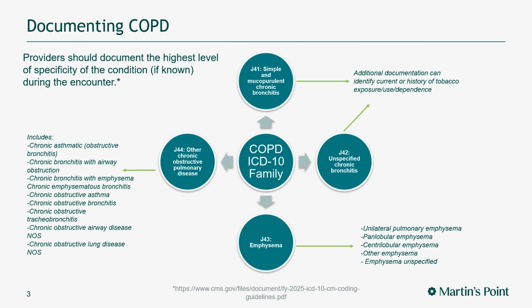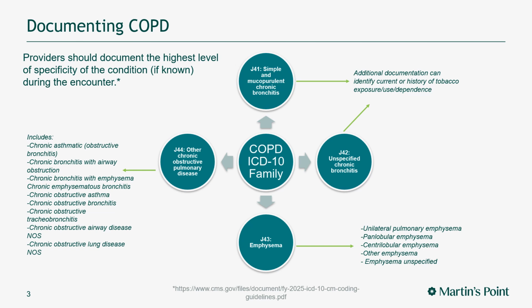Some of the diagnoses that are included in this category are chronic asthmatic obstructive bronchitis, chronic bronchitis with airway obstruction, chronic bronchitis with emphysema, chronic emphysematous bronchitis, chronic obstructive asthma, chronic obstructive bronchitis, chronic obstructive tracheobronchitis, chronic obstructive airway disease not otherwise specified, and chronic obstructive lung disease not otherwise specified.